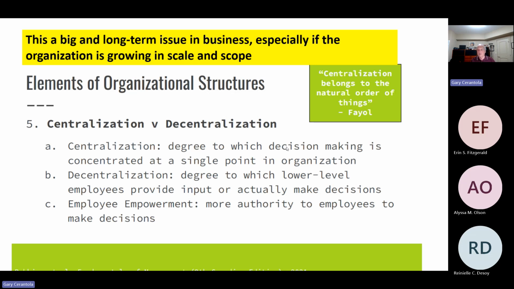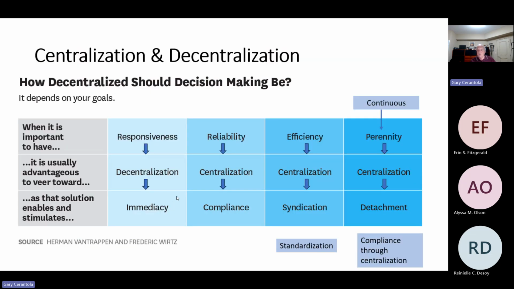So in centralization, decision making is concentrated. In decentralization, decision making is done at the level of lower level employees, and employee empowerment gives more authority to employees to make decisions. So that's key. Here, this graph kind of says it all. If you want to be responsive, you really need decentralization. Why? Because of immediacy, right? If you want absolute reliability, let's say you're producing products for medical purposes, well, you want centralization to make sure that you're compliant to standards.